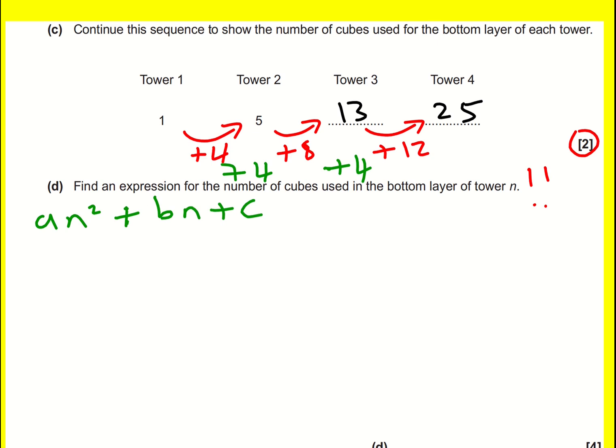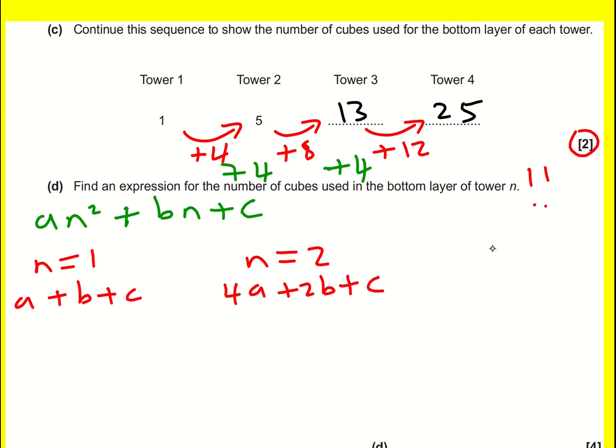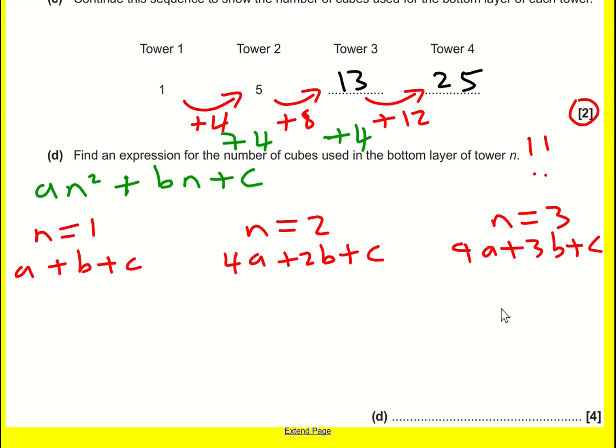Now, my approach for dealing with this kind of problem is to substitute some numbers in. So when n is 1, I'm going to get a plus b plus c. When n is 2, I square the 2, that's going to give me 4a. I've got a 2 here, I write that as 2b. You always write the number first. And then when n is 3, I'm going to get 9a plus 3b plus c. Now it can be shown that this will have a constant difference, like I'm assuming that you've seen this before, so that you're aware of that.